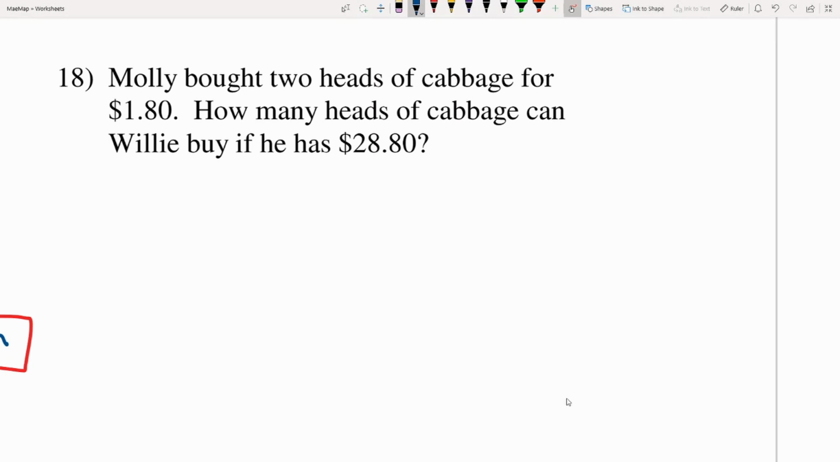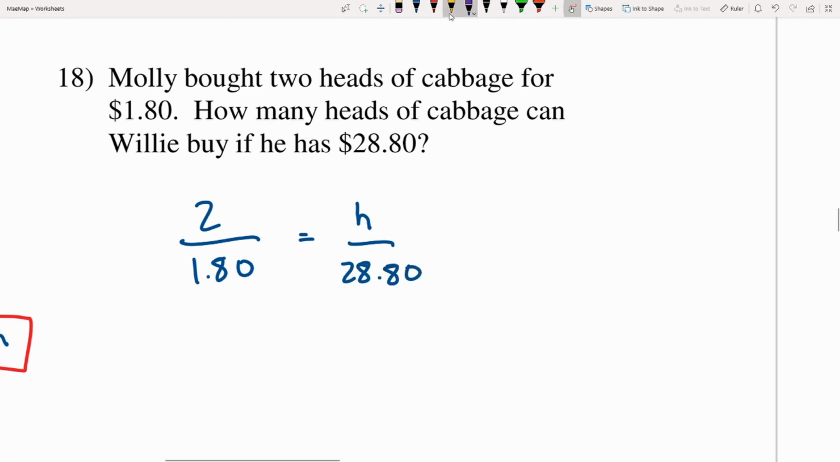It says that Molly bought 2 heads of cabbage for $1.80. So that's 2 heads of cabbage for $1.80. How many heads of cabbage can Willie buy if he has $28.80? So how many heads of cabbage, we'll call this variable H, can he buy if he has $28.80? Here we go with a little bit more cross multiplication. So I'm going to do 2 times 28.80. That's going to give me 57.6. And that's equal to $1.80 times H.